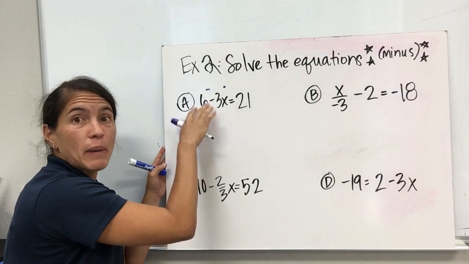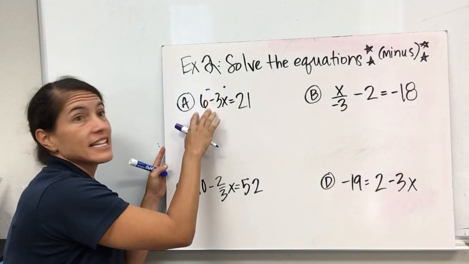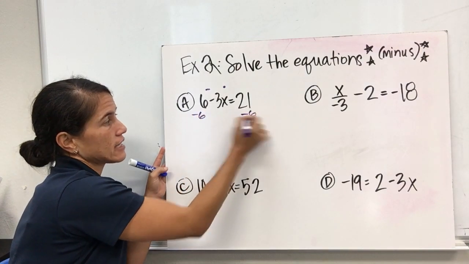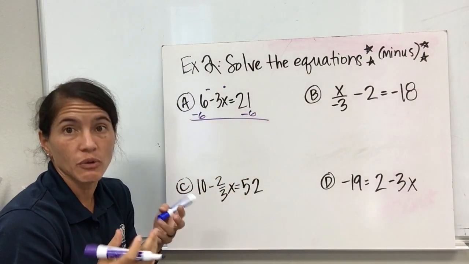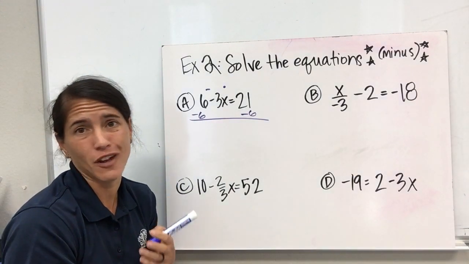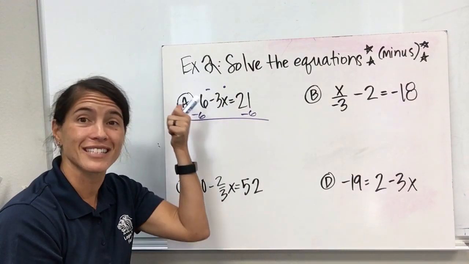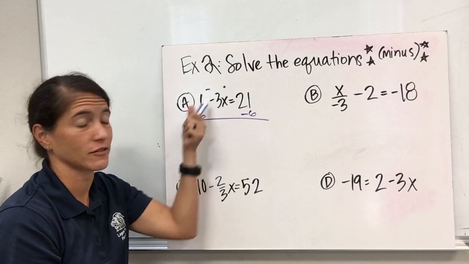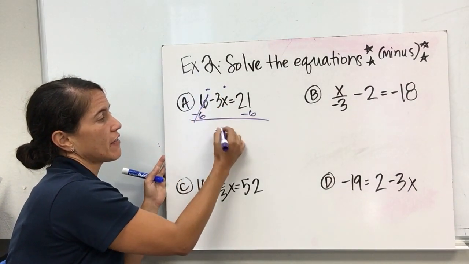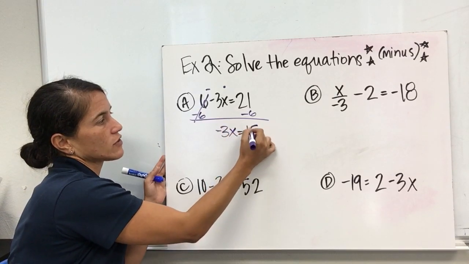So I need to get rid of this 6. Is this 6 positive or negative? This 6 is positive. So I need to subtract 6 in order to undo it, in order to reverse it, in order for it to cancel out. If you add 6, you're not actually canceling anything out because this 6 right here is positive. So 6 minus 6 is 0. And then I have negative 3x equals 15.